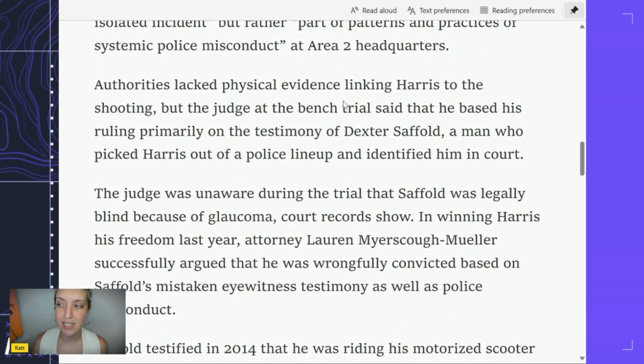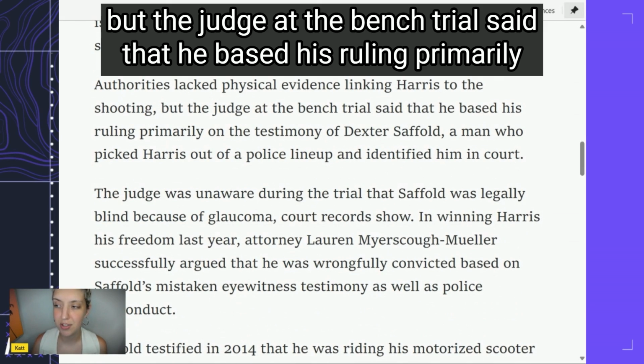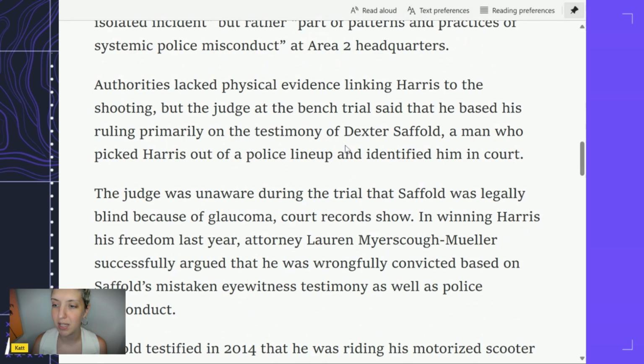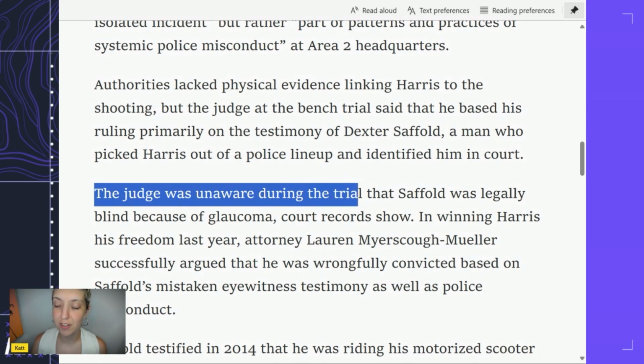Authorities lacked physical evidence linking Harris to the shooting, but the judge at the bench trial said he based his ruling primarily on the testimony of Dexter Saffold, a man who picked Harris out of a police lineup and identified him in court. The judge was unaware during the trial that Saffold was legally blind because of glaucoma.